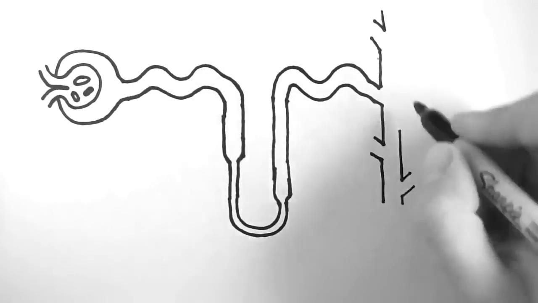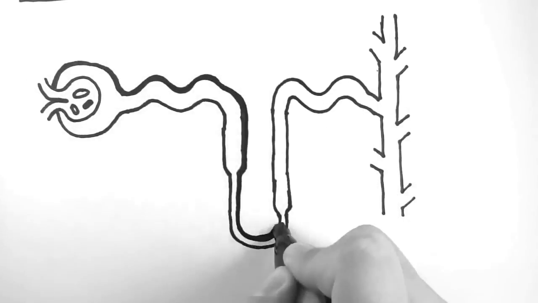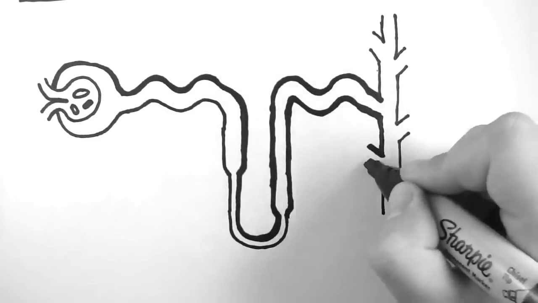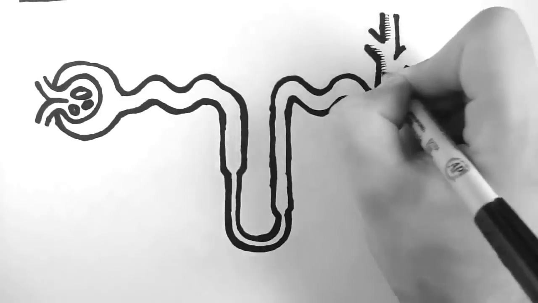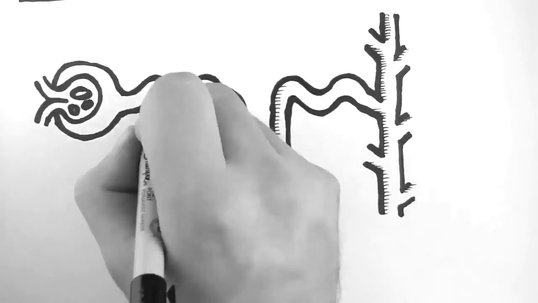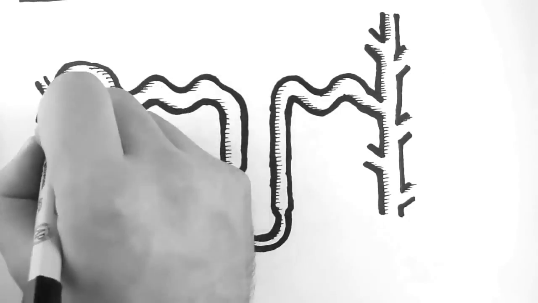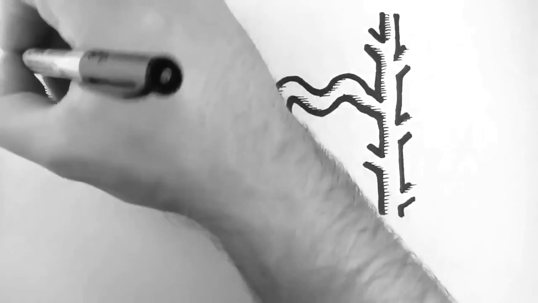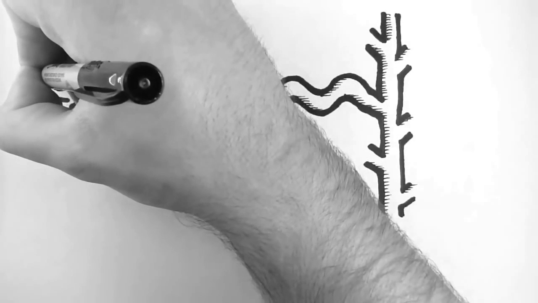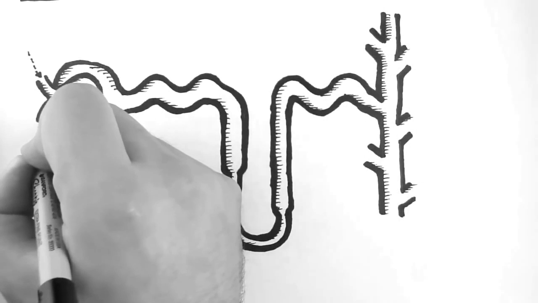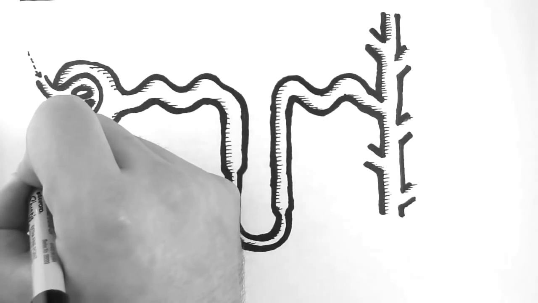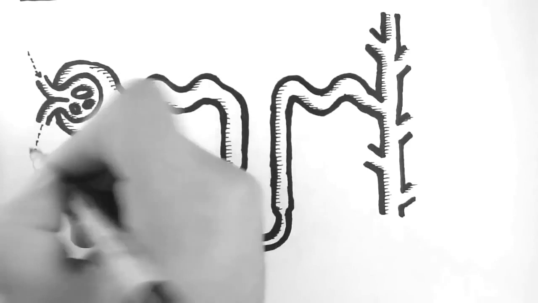So I'll begin by drawing a nephron, and this nephron is a little less than anatomically correct. But when we talk about the physiology of the nephron, it's easiest to draw it out like this. So the blood enters the glomerulus through the afferent arteriole here and exits via the efferent arteriole here.